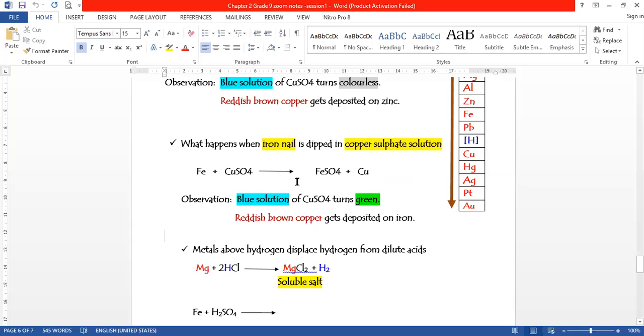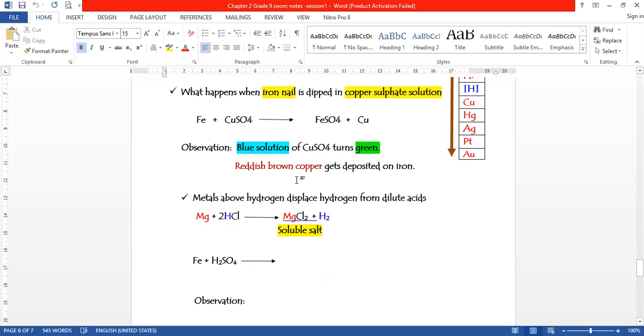Read the question carefully and then write the answer. When the question is to write the reaction, just write the reaction. When the question is to write the observation, just write the observation. Do not write the reaction. Do not write the names of the compounds and all. It is not at all required. Even if you forget to write the name of the compound, it is totally fine. If you write the color change properly, you will still get full marks for an observation question.